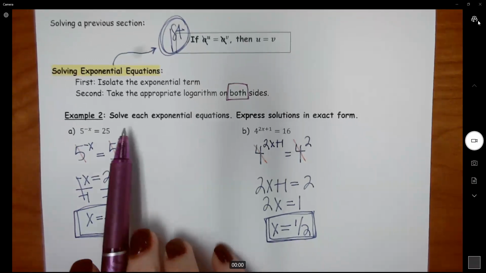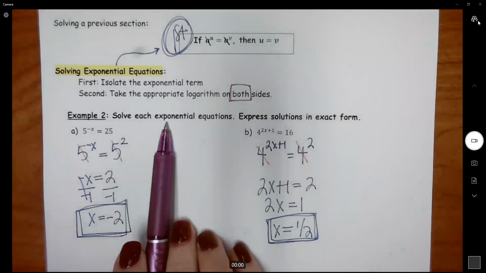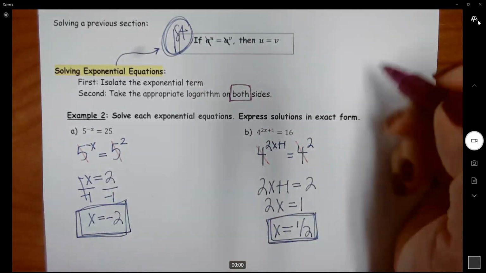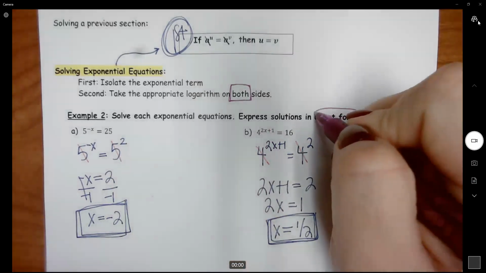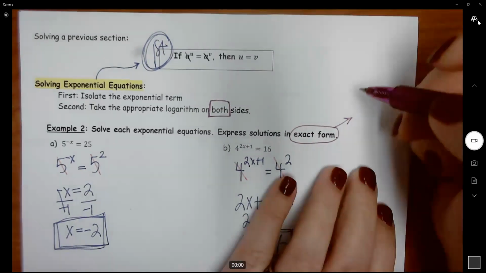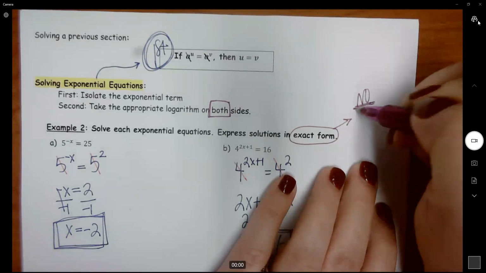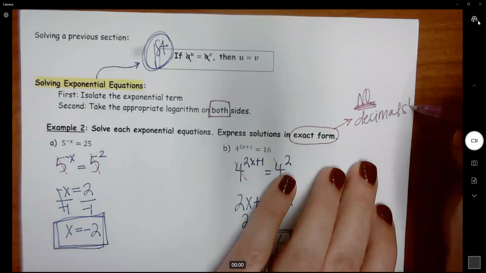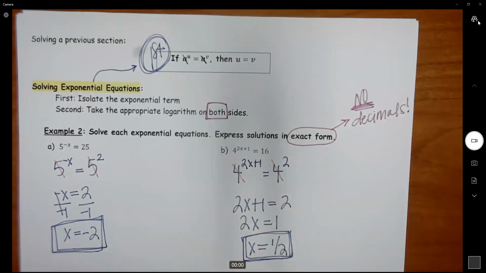So let's go back to the instructions. It says solve each exponential equation. I need to express solutions in exact form. We are struggling with this terminology of exact form. Exact form means no decimals.